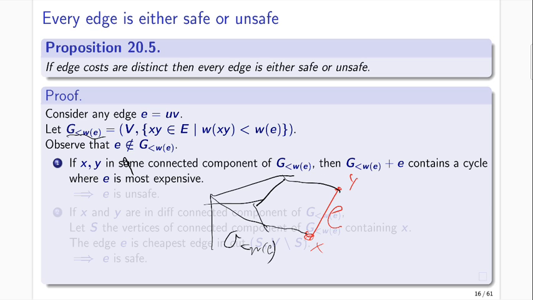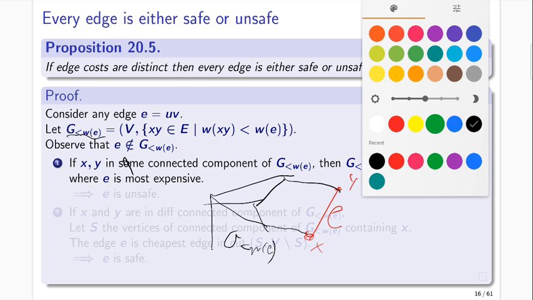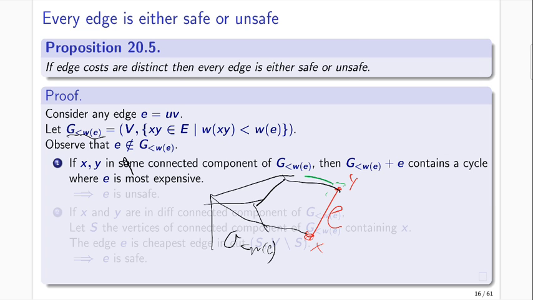e itself is not in the graph. So if I take this path connecting x and y in this graph, then all those green edges that I drew are edges where the weights are smaller than the weight of e. So this green path together with the red edge e forms a cycle where e is the most expensive edge in the cycle, namely e is unsafe. So that implies that e is unsafe in this case.